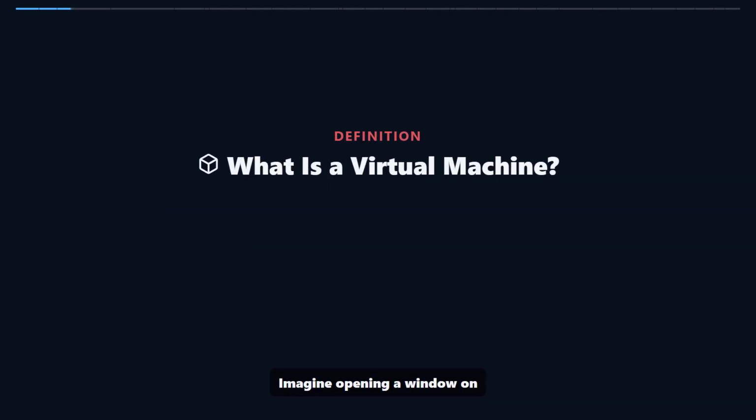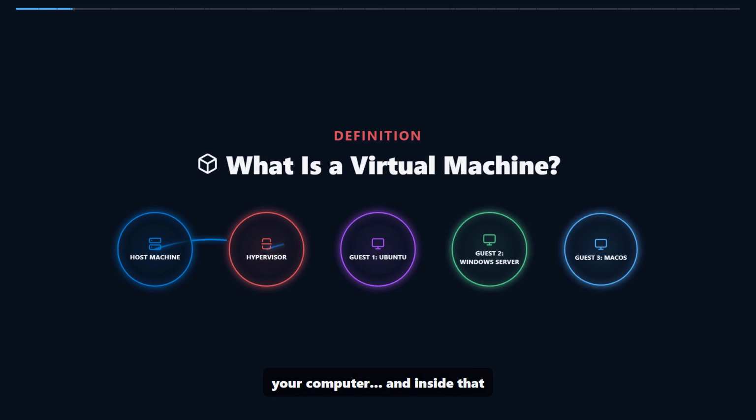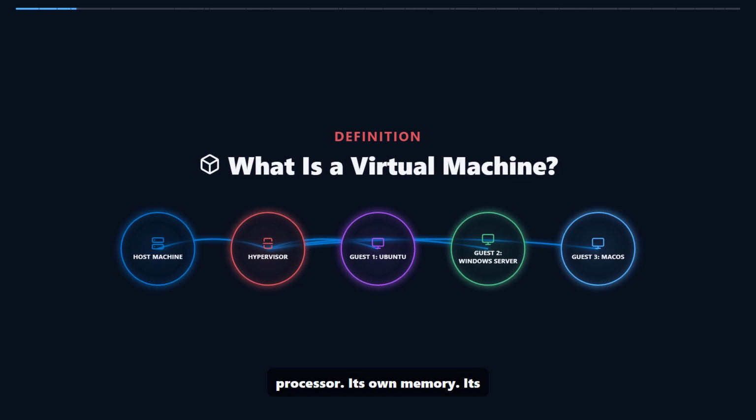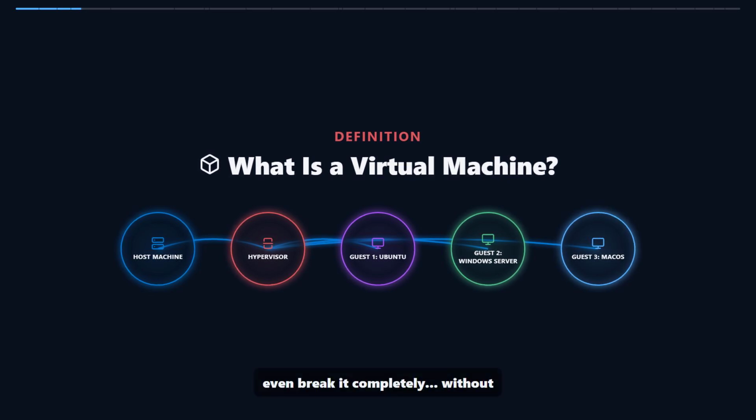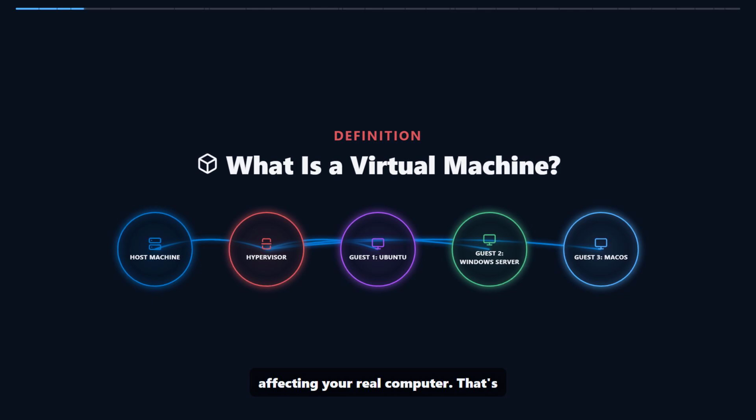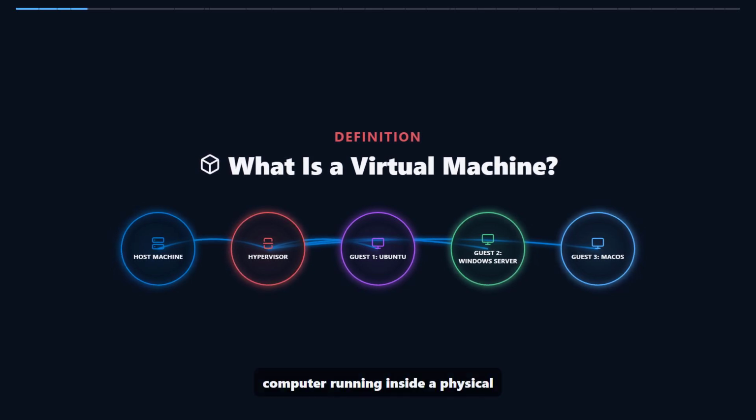Imagine opening a window on your computer, and inside that window is an entirely different computer. It has its own processor, its own memory, its own hard drive, its own operating system. You can install software, browse the web, or even break it completely without affecting your real computer. That's a virtual machine. A virtual machine is simply a software-based computer running inside a physical computer.